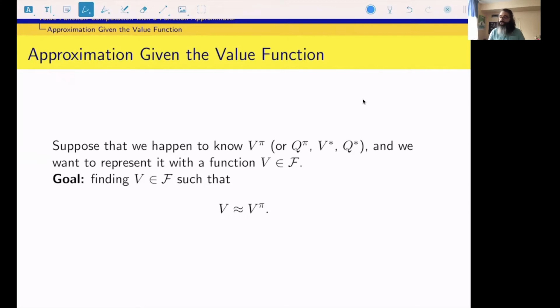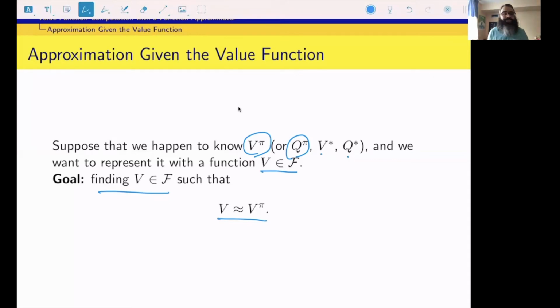Okay, suppose we happen to know V pi, or Q pi, or V star or Q star. Suppose we know them. Some oracle gives one of these to us. And we just want to represent it with a function V within that space. So basically our goal would be to find a V in that function space, such that V is approximately equal to V pi. So that's essentially what approximation means.